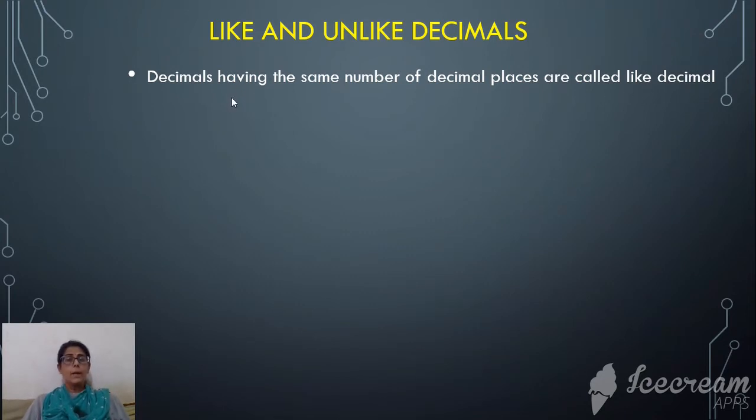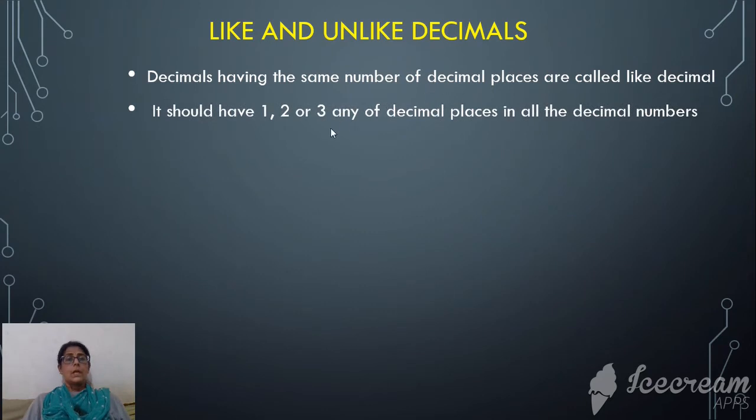Once again I am repeating, decimal numbers having the same number of decimal places are called like decimals. It should have 1, 2 or 3 decimal places in all the decimal numbers. Means whether it is 1, 2 or 3 decimal places, it should be the same.